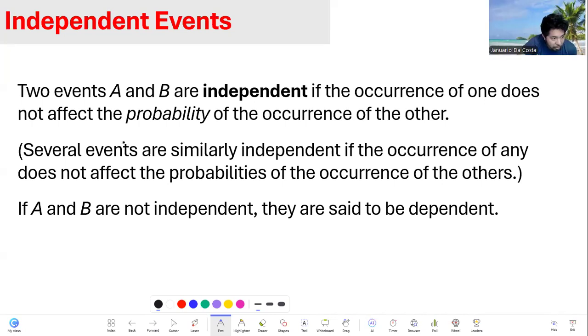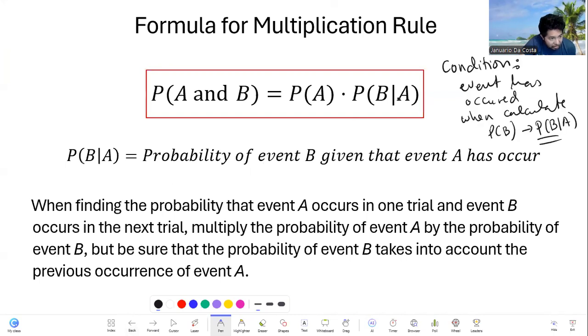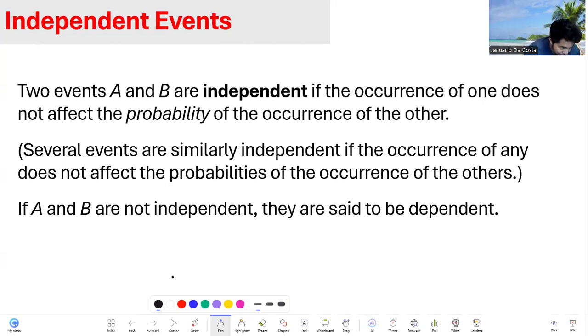So this says that two events A and B are independent if the occurrence of one does not affect the probability of the occurrence of the other. If the action of finding the probability of A does not affect the action of finding the probability of B, then events A and B are said to be independent events. In that case, your formula is simply P of A times P of B only.